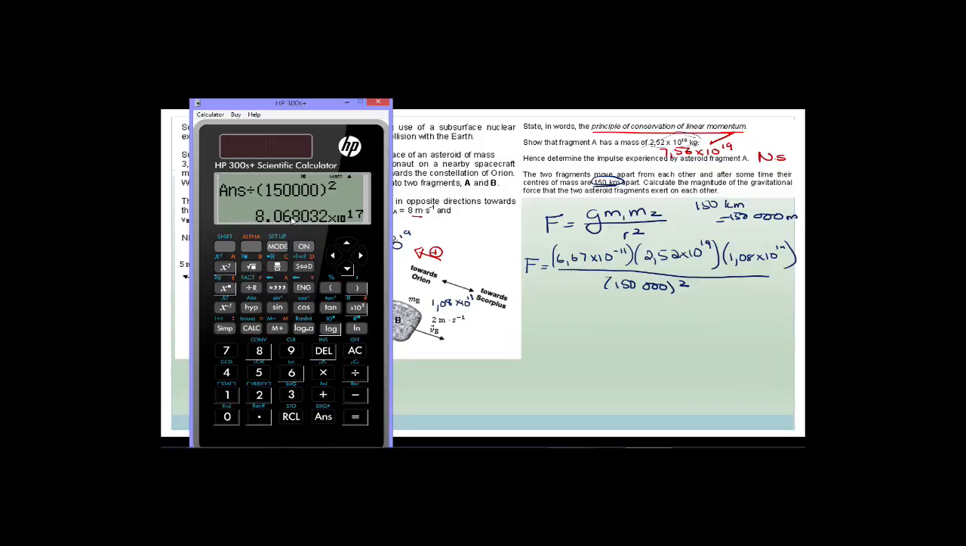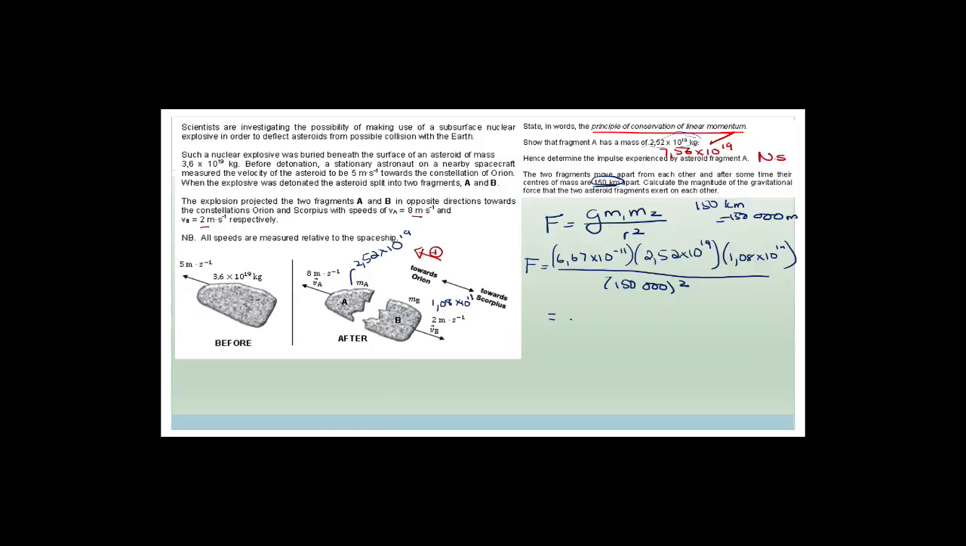8.068, so we round to two decimal places. So it's 8.07 times 10 to the 17. So it equals 8.07 times 10 to the 17 newtons. So that's the force between the two fragments. Wow.